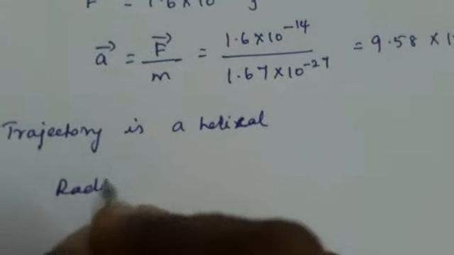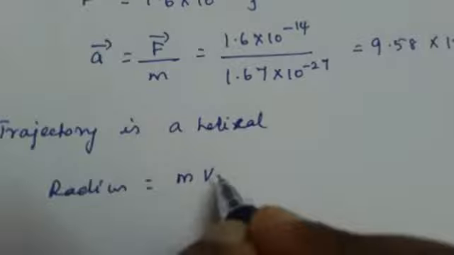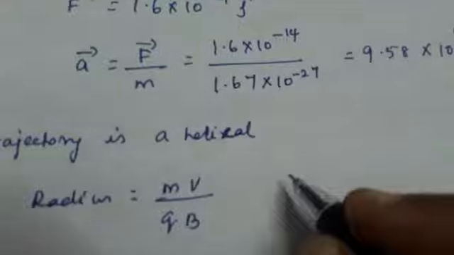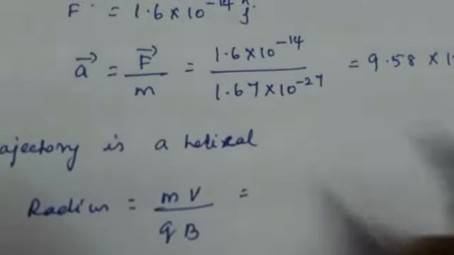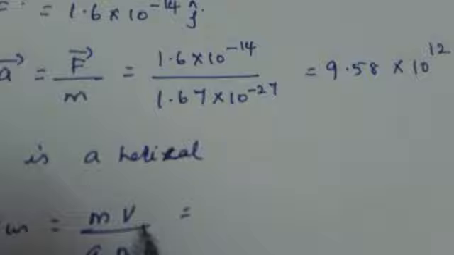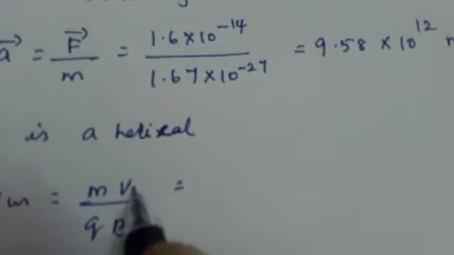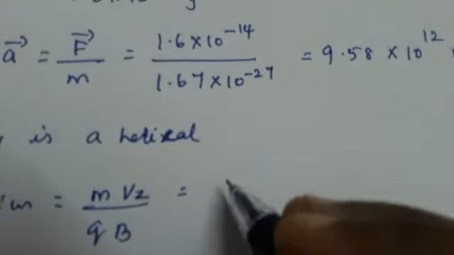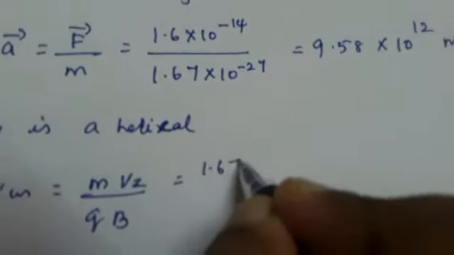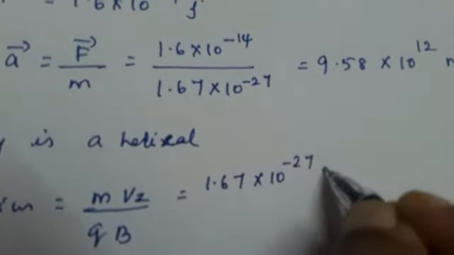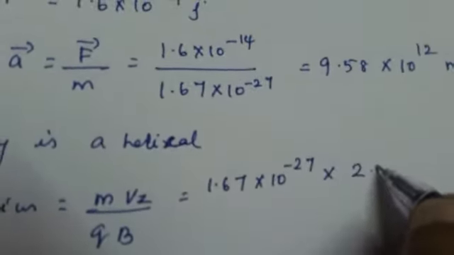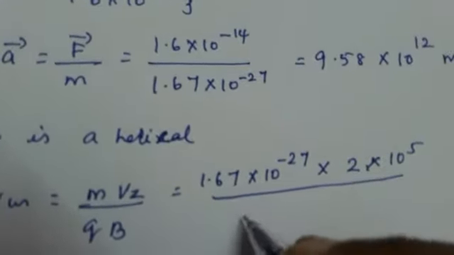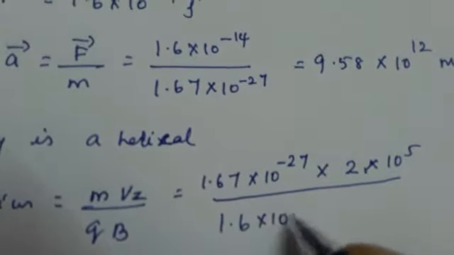The radius is equal to mv by qB. Here the velocity is the perpendicular component, which is along the z direction. So r = m vz by qB. The particle is a proton, so its mass is 1.67 into 10 raised to minus 27, the velocity is 2 into 10 raised to 5, divided by the magnitude of the charge, 1.6 into 10 raised to minus 19.